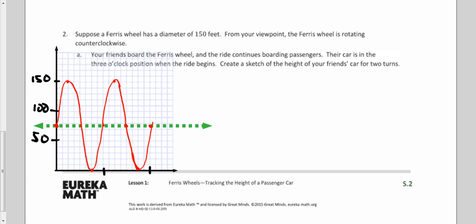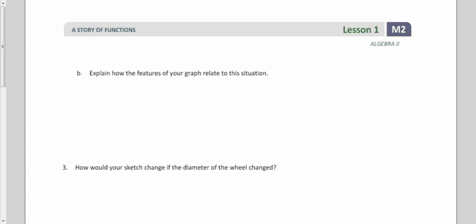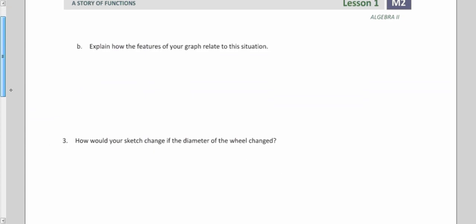Because the bottom's the bottom. Where does my middle line go, Ethan? Where does my middle line go if my diameter goes down to 100 feet? The line would go down to 50. There you go. Good. So we're getting the idea of some of the features of this graph. Okay?